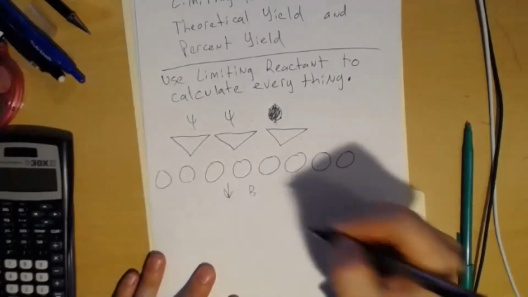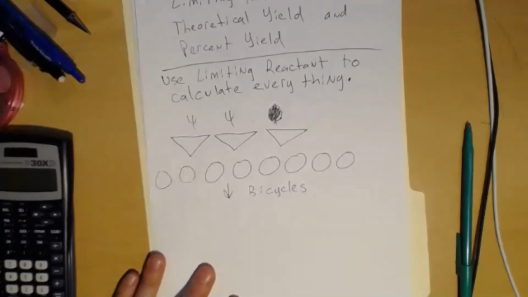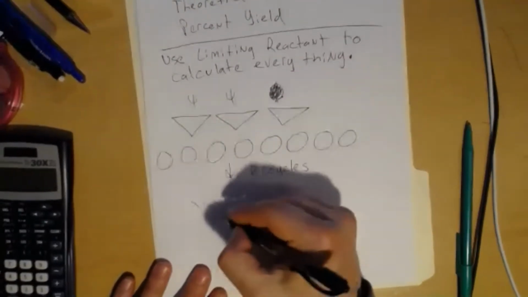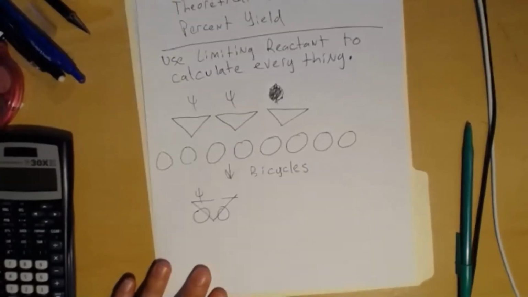2. Yeah. So if I'm making bicycles, these are the worst bicycles you've ever seen, but here we go. There's 1.